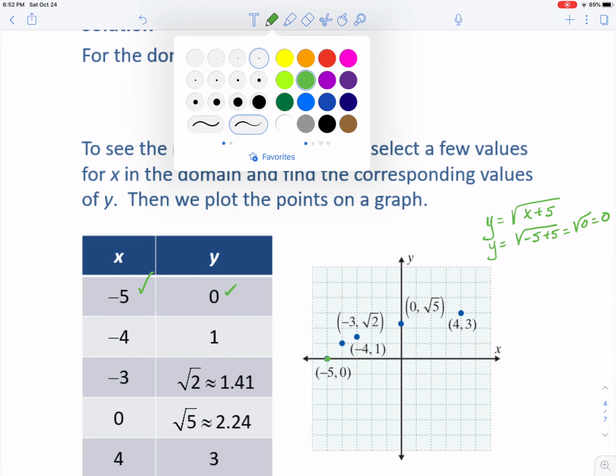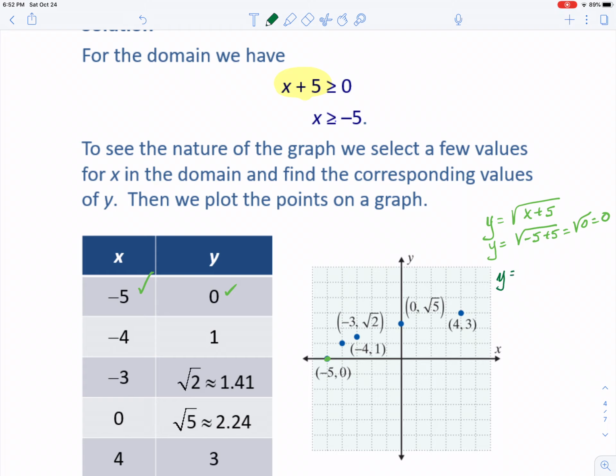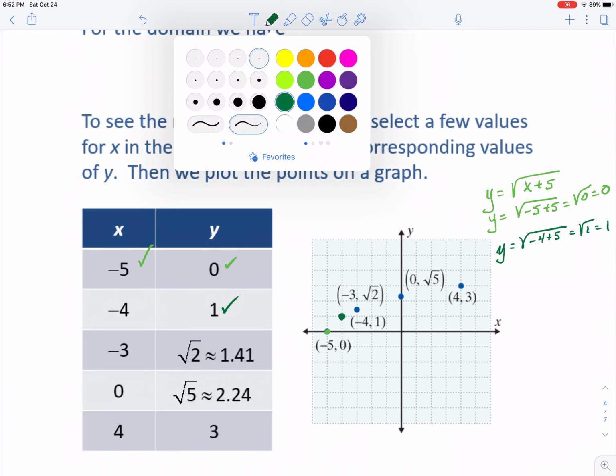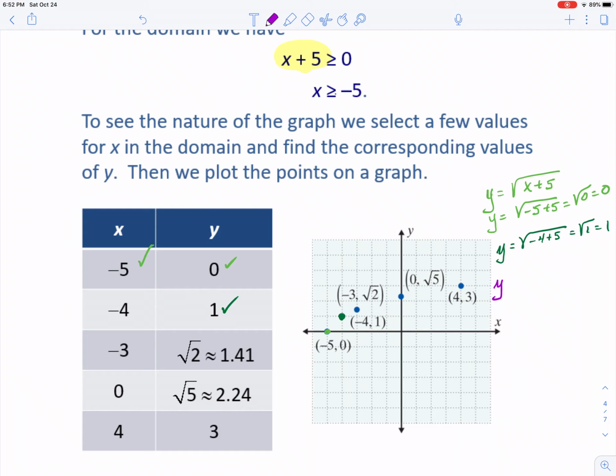Let me change color. Next time they plug in with a -4, which gives me the square root of 1, and the square root of 1 is 1. So there's -4, 1 right there. Here's one where you don't come up with something nice and neat. So we plug in with a -3. -3 plus 5 is 2, the square root of 2, and that is approximately 1.414. You can see that here. And so here's our approximate point, -3, 1.414.